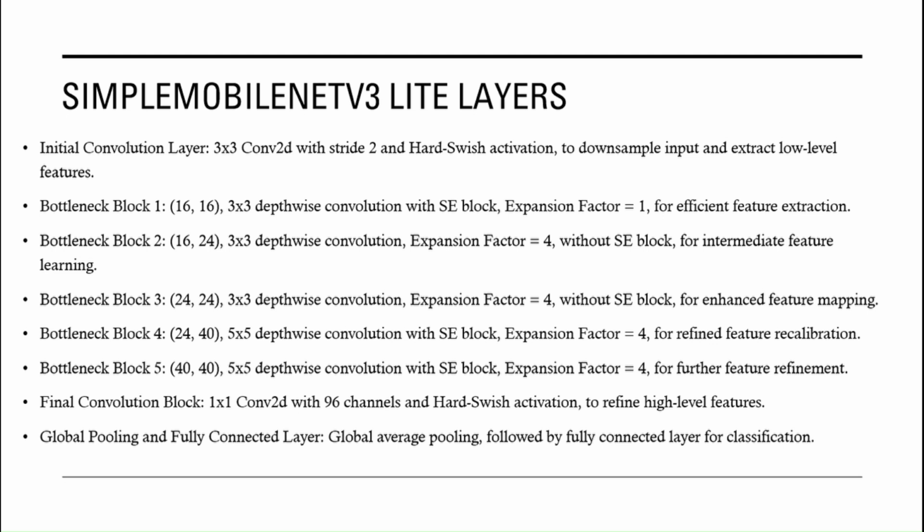Next, the final convolution block has a 1x1 convolution layer and a batch normalization with hard swish activation. The last one is the global pooling and fully connected layer. It contains a global average pooling layer to reduce the spatial dimensions and a fully connected layer with a softmax output for classification.